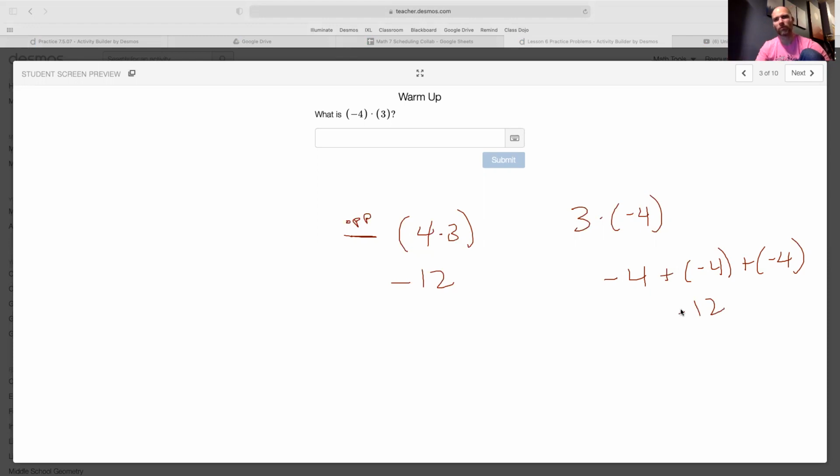So there are multiple different ways you could think about this question, but in the end, hopefully you come to the answer negative 12.